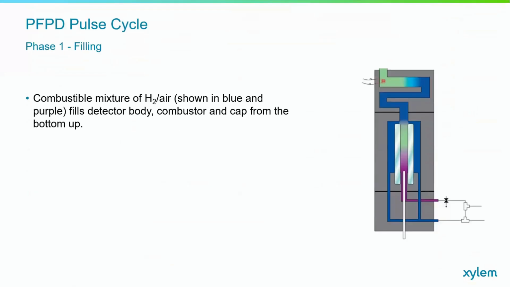Phase 1 is known as filling. This is when the combustible mixture of hydrogen and air, shown in blue and purple respectively, fill the detector body, combustor, and cap from the bottom up. The wall gas is shown in blue. This is air-rich and fills the portion of the detector body outside. And the purple gas will be the hydrogen-rich gas that is filling up the rest of the detector.